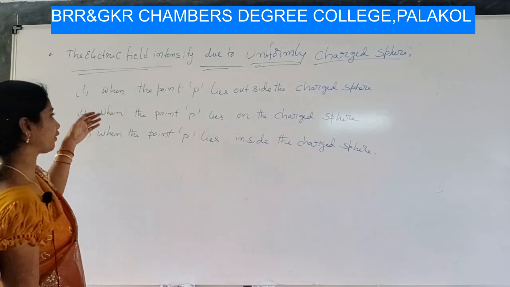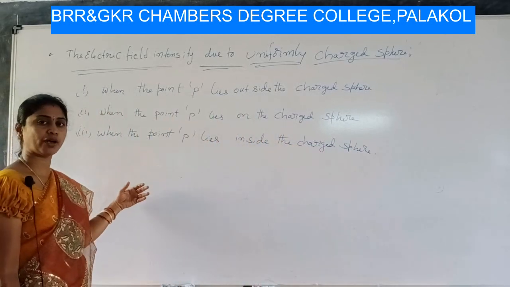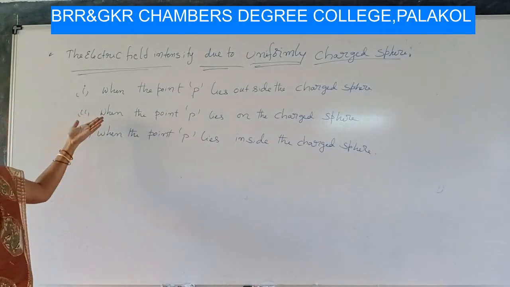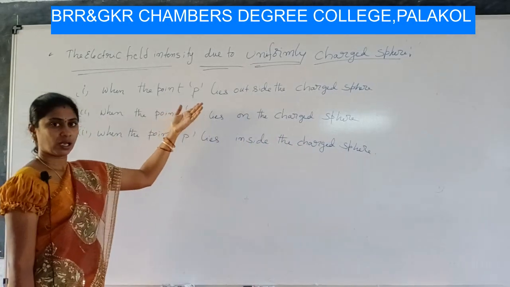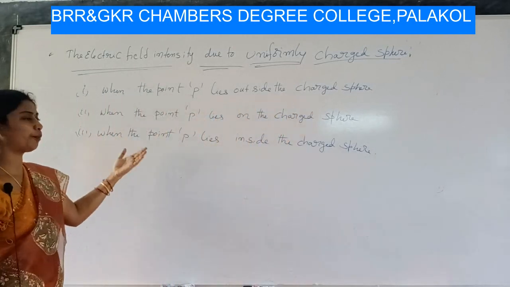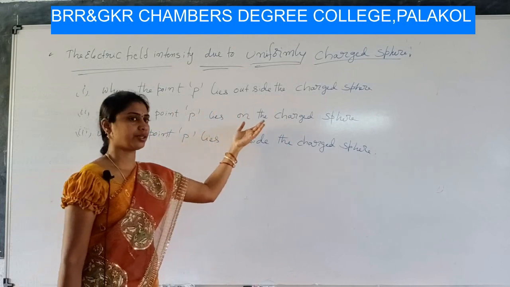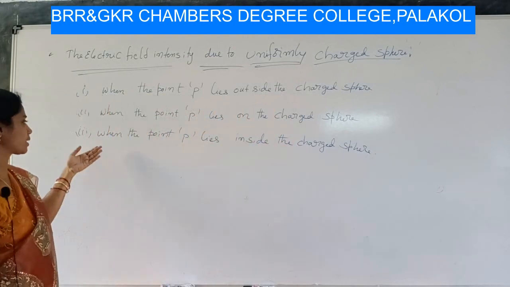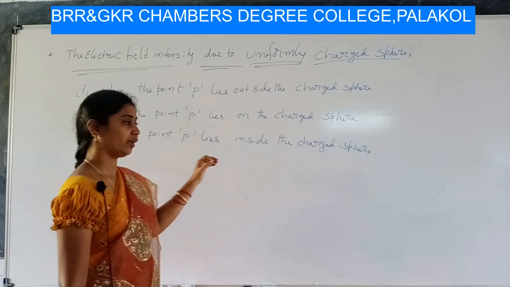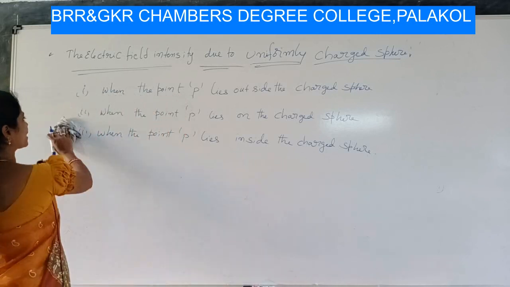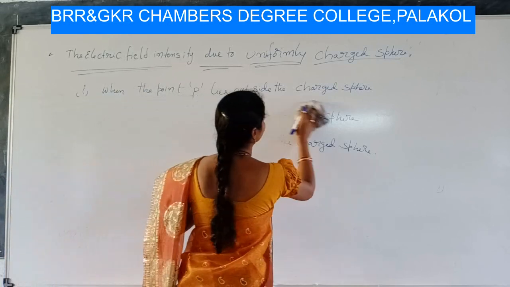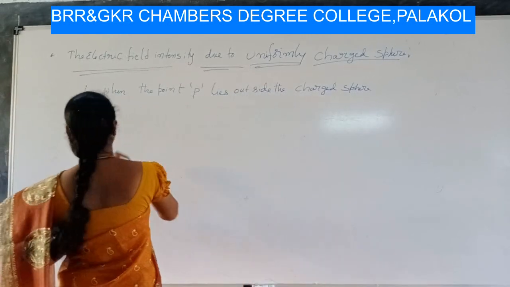Here, the electric field intensity due to a uniformly charged sphere can be explained in three cases. The case one is when the point P lies outside the charged sphere. Second case, when the point P lies on the charged sphere. Third case, when the point P lies inside the charged sphere. Okay, we first go for the first case, when the point P lies outside the charged sphere.